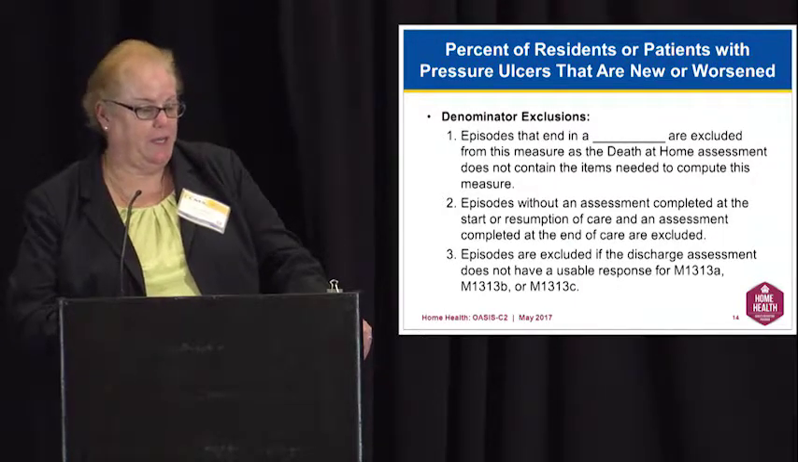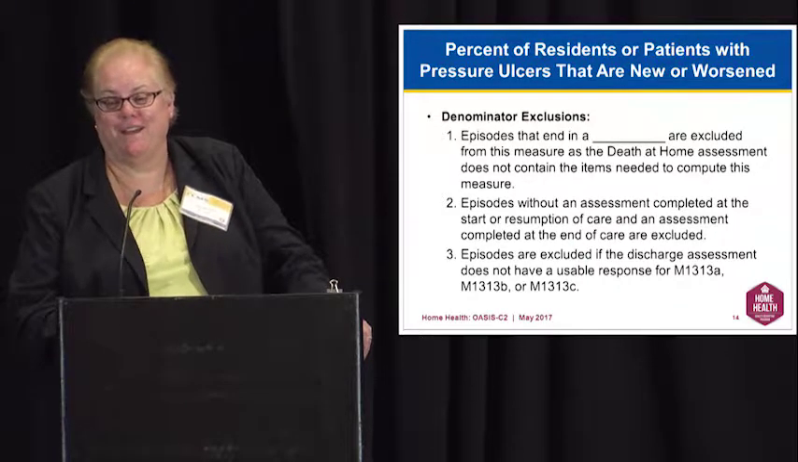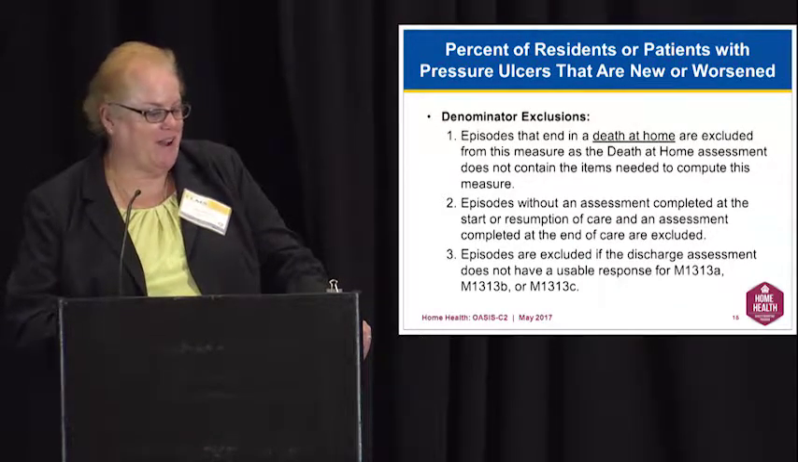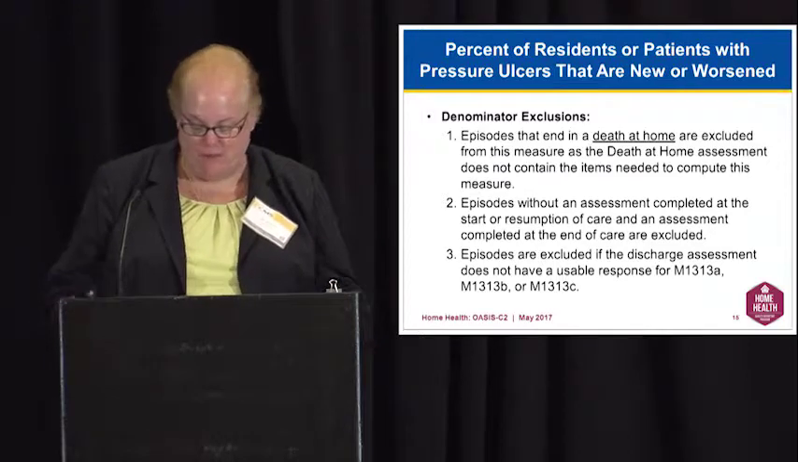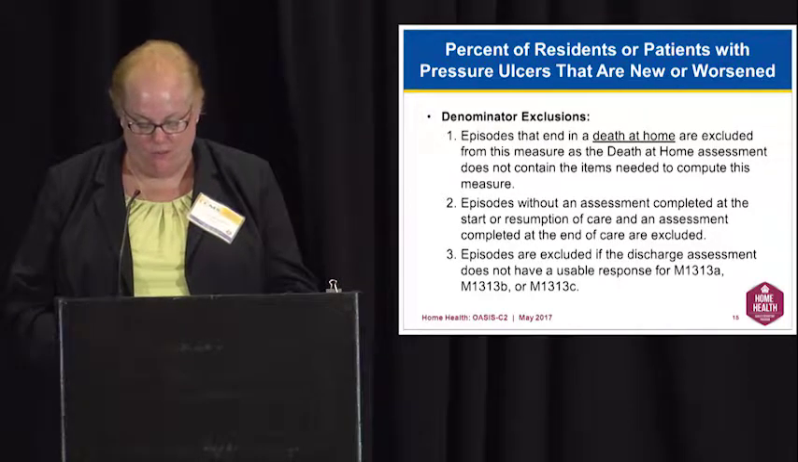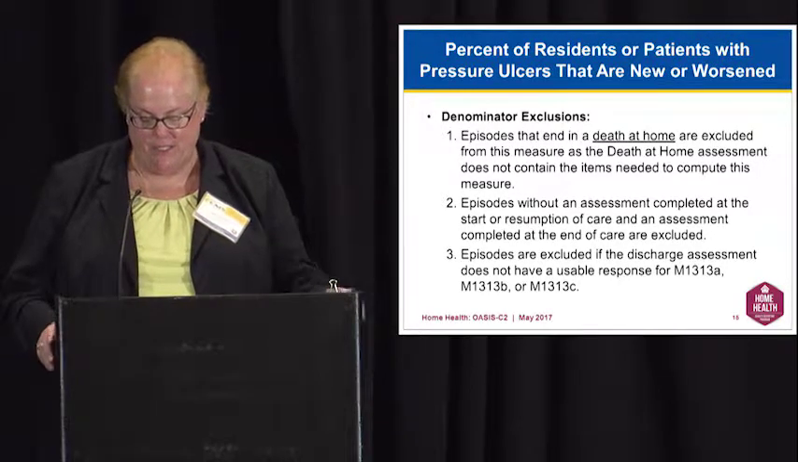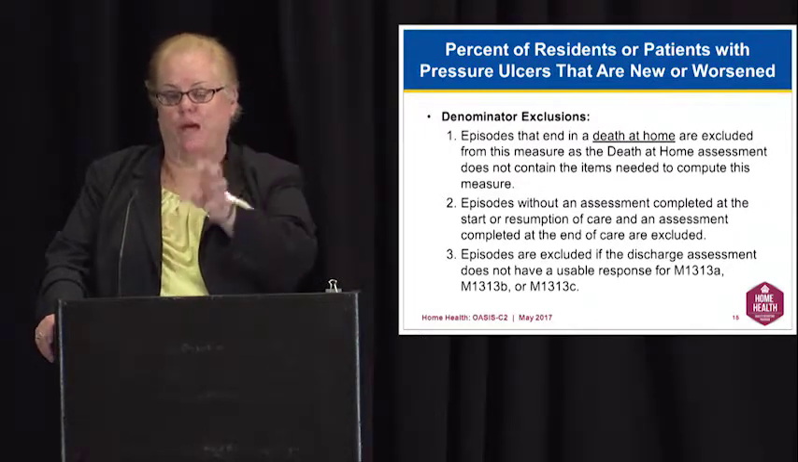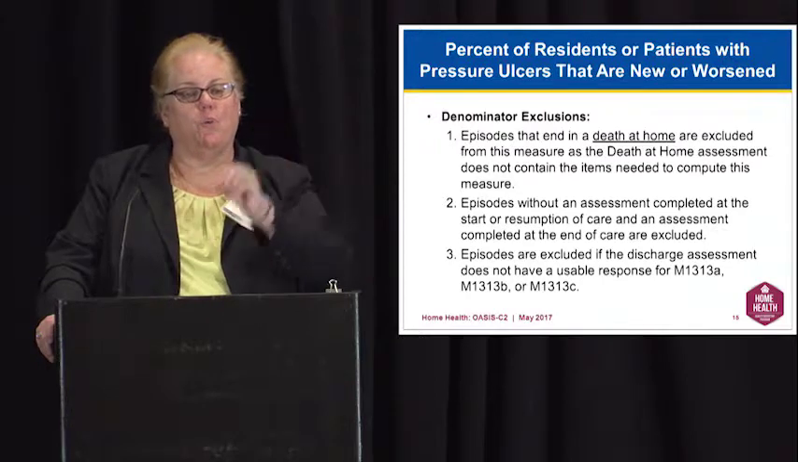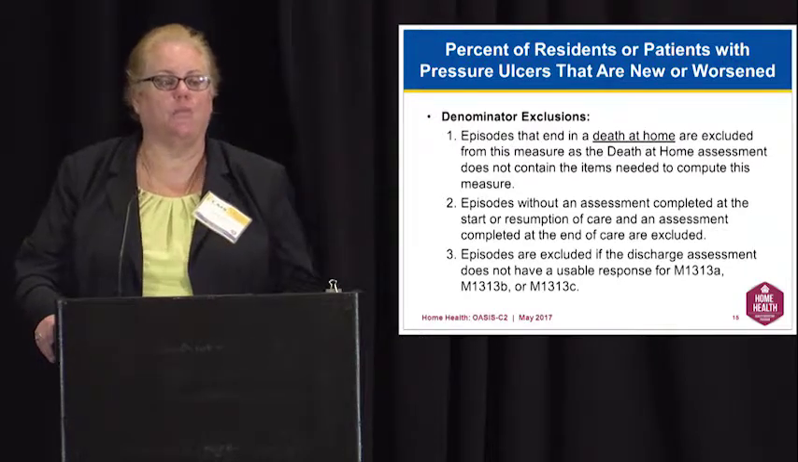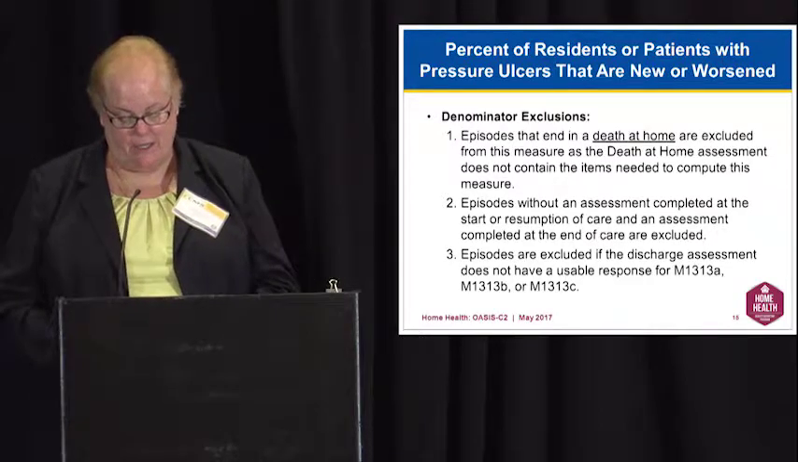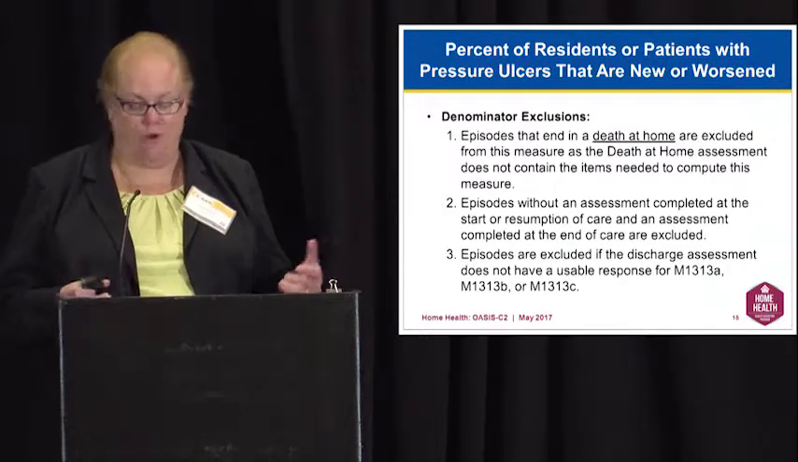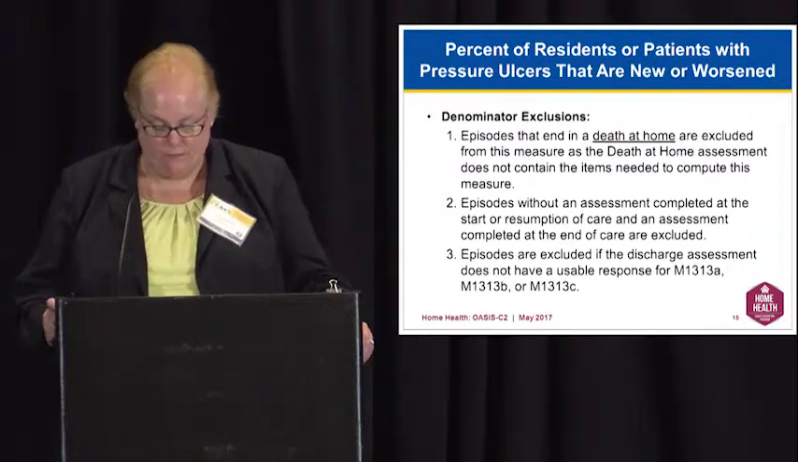Well, we gave you the answer right in the definition, right? Correct. A death at home is excluded from this measure, as the death at home assessment does not contain the items needed to complete this measure. So it makes sense. If you really understand what questions are asked in each of your item sets, you would then realize they're not asking this M1313 question, so in fact, it is an exclusion.